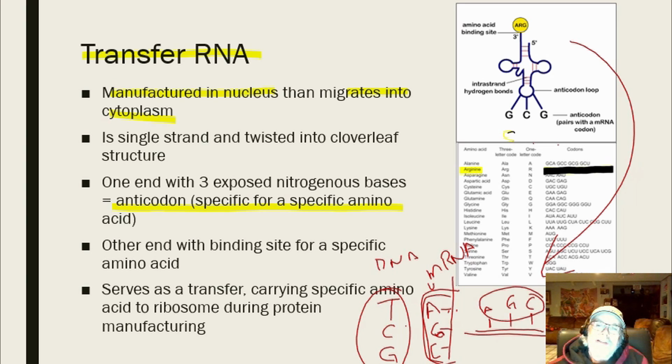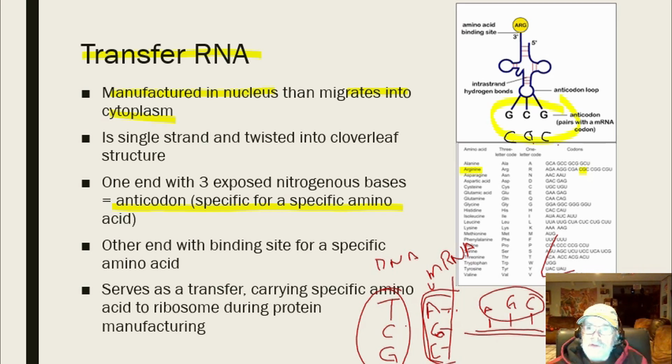The codon: cytosine, guanine, cytosine. So let's look over here. Is that there? Oh, right there. There it is. There's that little puppy. So that's one of the appropriate cytosine, guanine, cytosine, and it brings the right amino acid to there. So we have the anticodon on one end of the transfer RNA. We have the amino acid on the other.